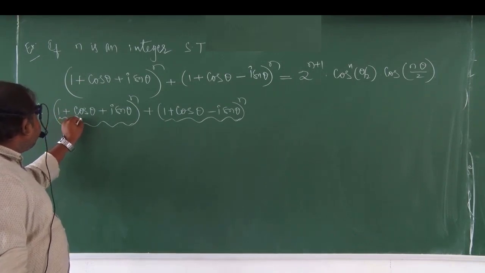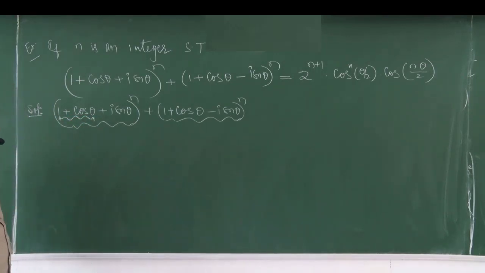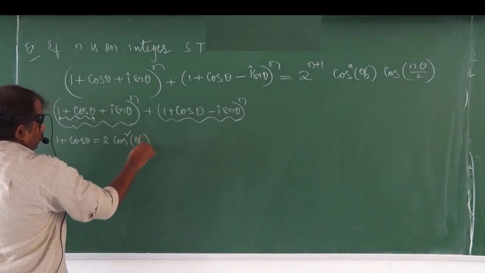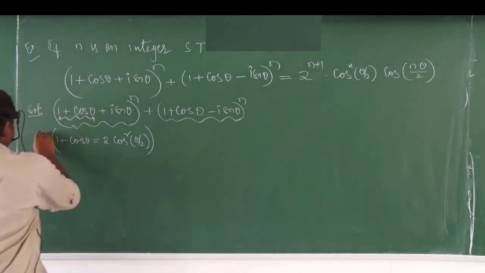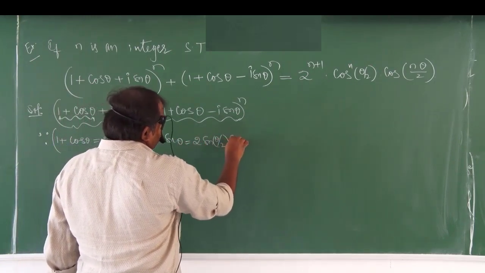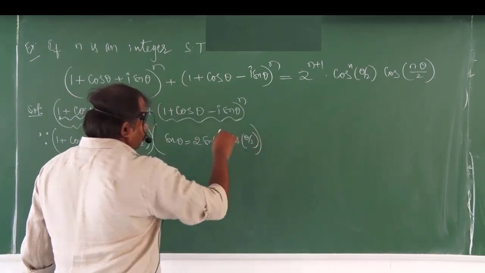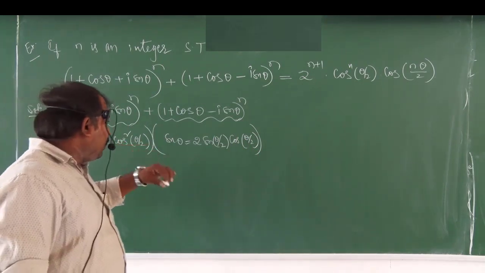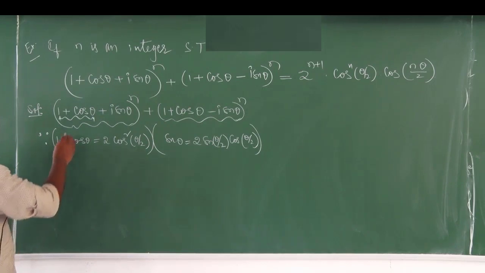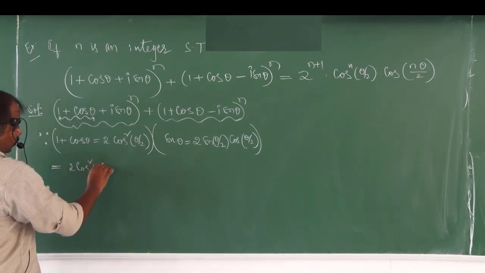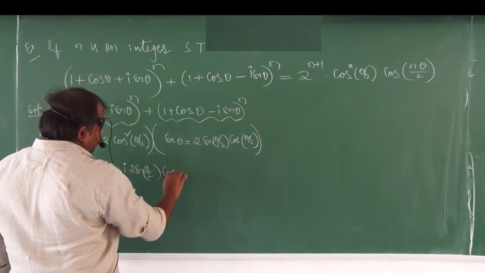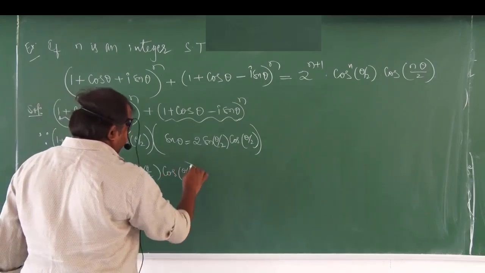Now here if you observe 1 + cos θ, what is the formula for 1 + cos θ? I can write it as 2 cos²(θ/2). This is one formula. And what is the sin θ formula? I can write 2 sin(θ/2) cos(θ/2). This is one more formula. Now if you apply here, the value is equal to (2 cos²(θ/2) + i times 2 sin(θ/2) cos(θ/2))^n.